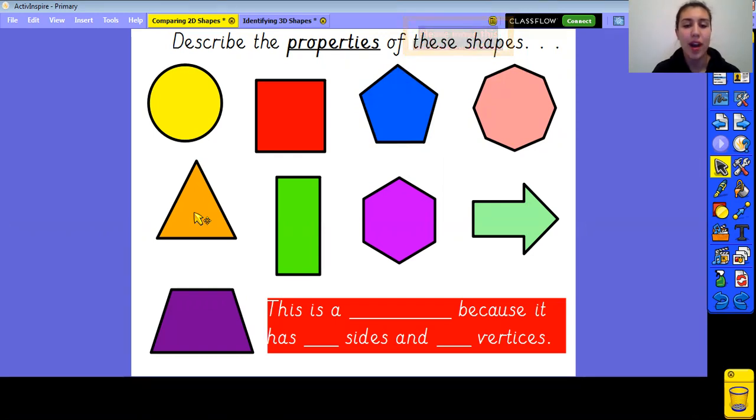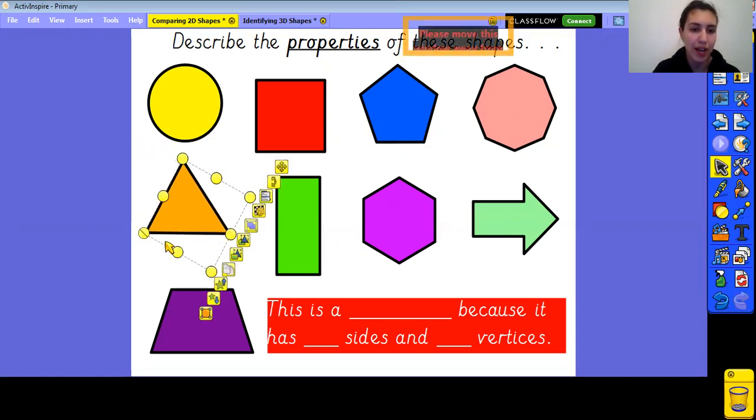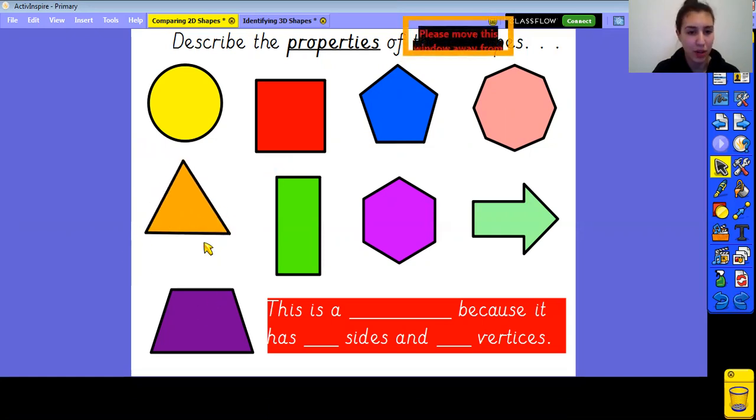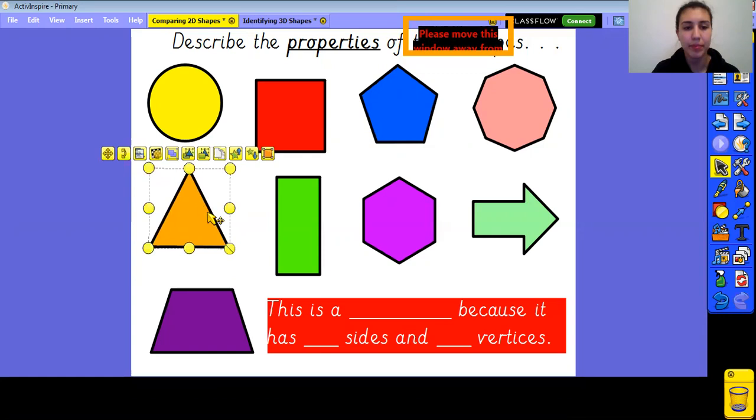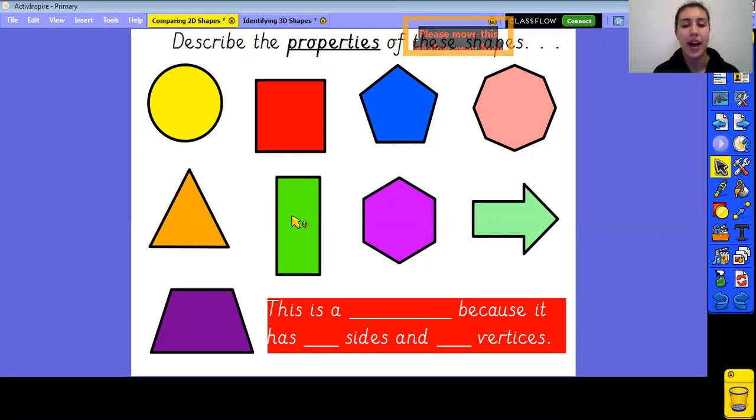This is a triangle because it has 3 sides and 3 vertices. Now this one is not quite a regular triangle because this one is not quite the same when I turn it. It's very close, but not quite. This is an irregular triangle. This is a rectangle because it has 4 sides and 4 vertices. Remember, it's also got 2 long sides and 2 short sides.